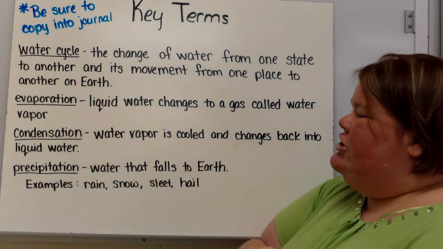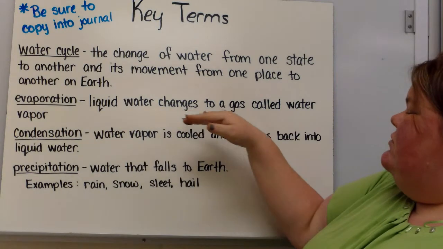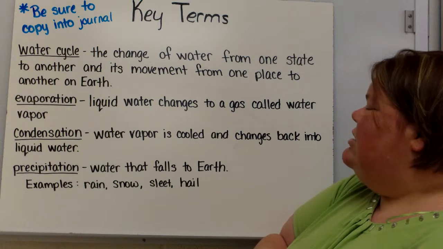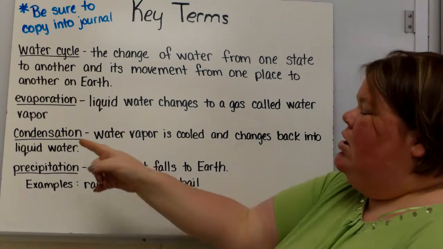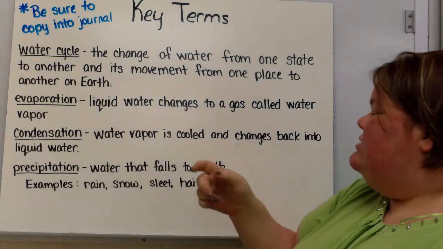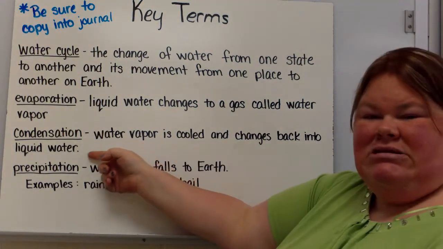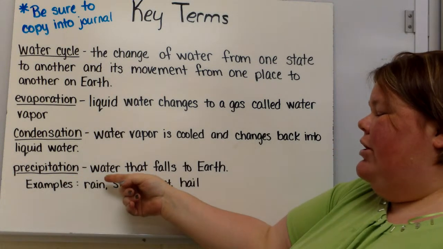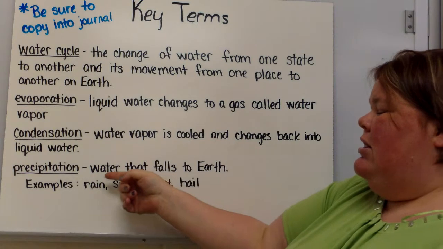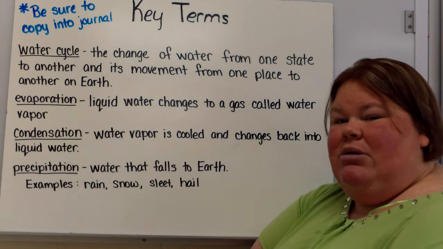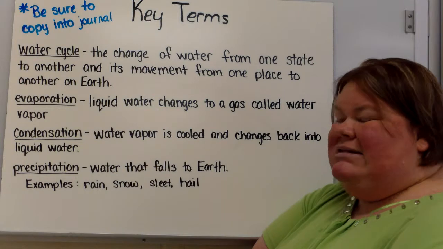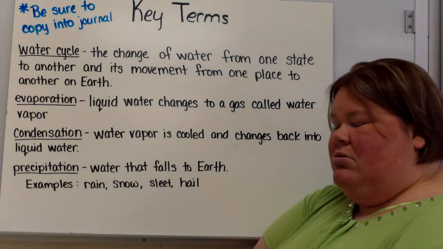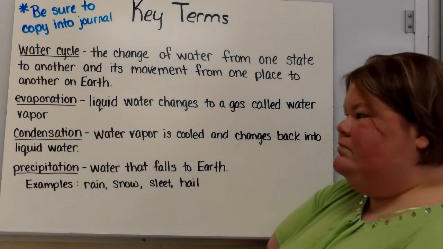Then we have evaporation, which is when liquid water changes from a liquid to a gas, called water vapor. Condensation, water vapor is cooled and changes back into liquid water. Then we have precipitation, which is the water that falls to the earth. Now this water could be a liquid, which would be rain. It could be a solid, which is snow or hail, or it could be a mixture of both, which is called sleet.